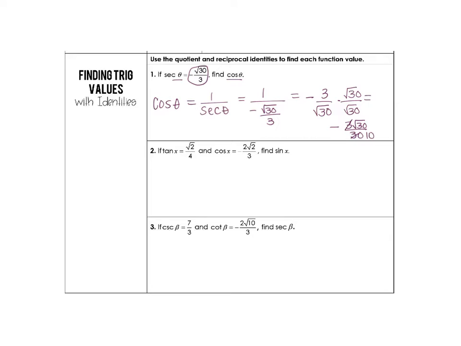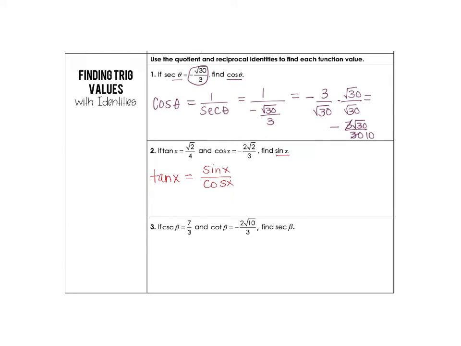All right, so now let's look at number 2. We are told that tangent of x is the square root of 2 over 4, and cosine is negative 2 root 2 over 3. And we are told to find sine of x. So keep in mind, again, using your identities, we know that tangent of x is going to be sine x over cosine x.